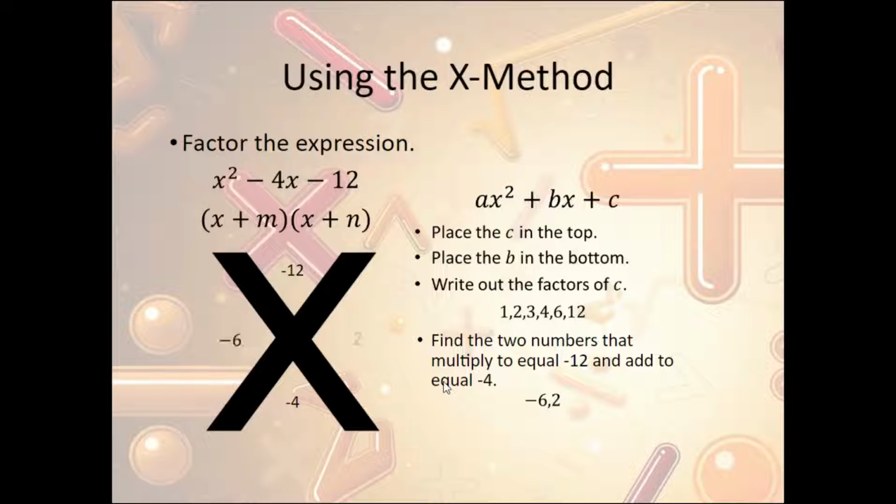So I go ahead and add those to my x. Then I place them into the solution. So I start with x plus m times x plus n. And then I'm going to plug -6 in for one of them and 2 in for the other one. And I get x minus 6 times x plus 2.